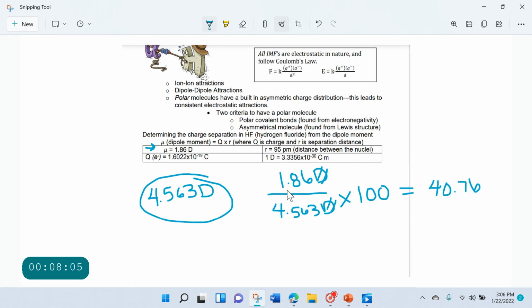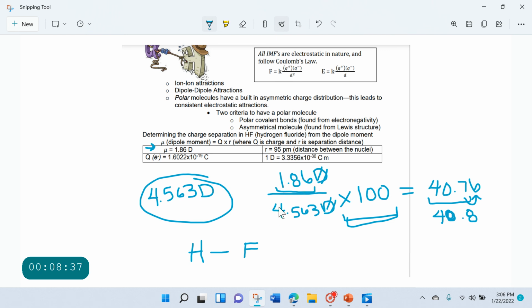40.76. And in this case, there's 3 sig figs. You're going to round using this number, so you've got 40.8. Okay, so this is your charge separation. When you're labeling your charges, though, they're going to be labeled before they're multiplied by 100.